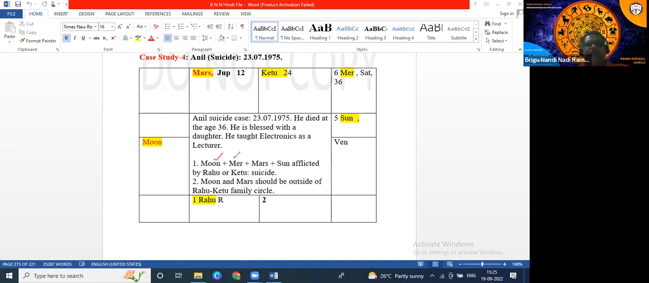Moon is mind, Mercury is here Buddhi, wisdom, Mars is body, and Sun is Atma. Generally, Atma and body should be separated. So if they are under the control of Rahu Ketu, generally we will take wrong decisions, and a suicidal tendency will develop. And Moon is mind. Mind will be out of control if it is outside the Rahu Ketu family circle. Moon is outside the Rahu Ketu family circle, so mind will be out of our control. And Mercury is conjoined with Rahu Ketu.